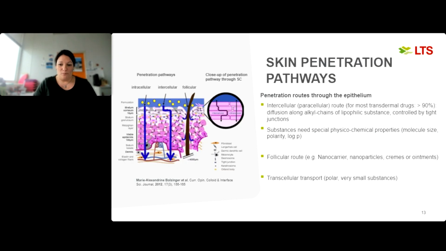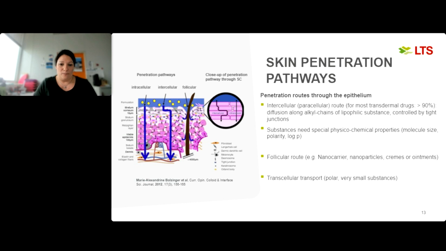As René mentioned before, for the application of transdermal therapeutic systems, the drugs need very special physicochemical properties. So molecule size cannot be so big. We need a special type of polarity and log P because we normally have a penetration route through the paracellular route along the alkyl chains of lipophilic substances in the skin, as you can see on the left side. And these are also controlled by tight junctions.